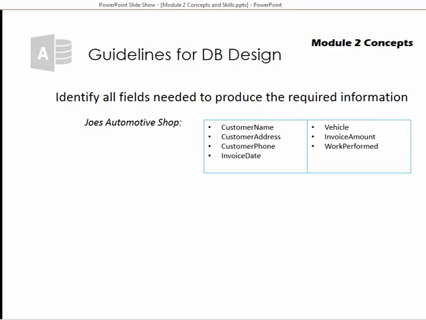Now, after we identify the fields needed, we need to make sure that every field is currently in its smallest, most useful part. So what does that mean exactly? Let's take customer name first. Customer name implies that the field will contain both a customer's first and last name. This field actually should be divided so that one field contains the first name and the second field contains the last name. So why is this important?